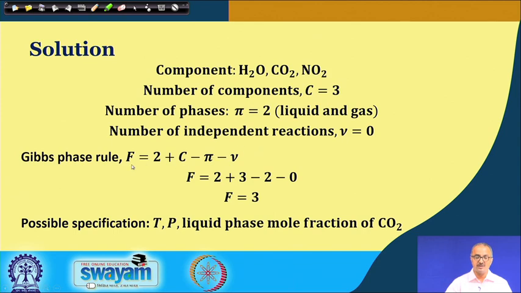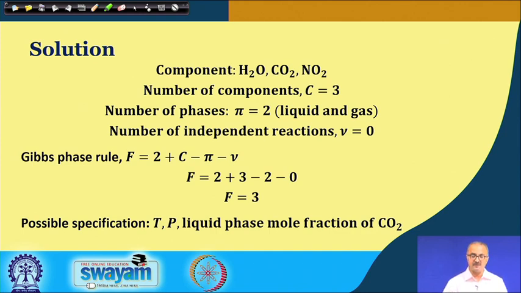So, now let us go to the Gibbs phase rule. We write that F equals 2 plus C minus pi minus nu. Nu is 0, pi is 2, C is 3. Plugging these values, we find F equal to 3. That means we have to figure out 3 intensive variables which can describe the system completely.